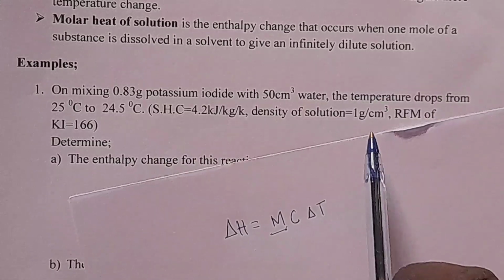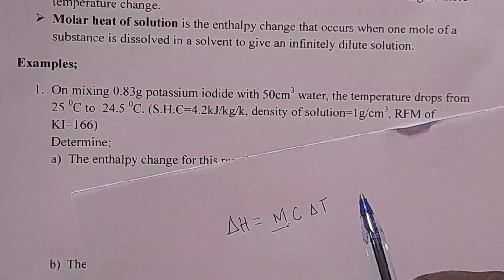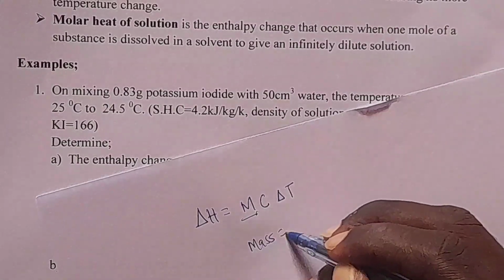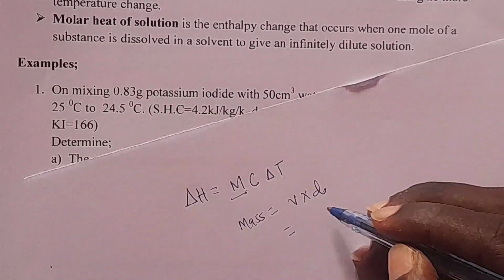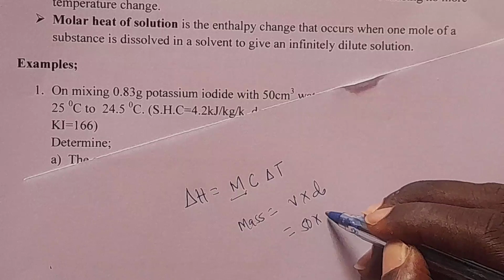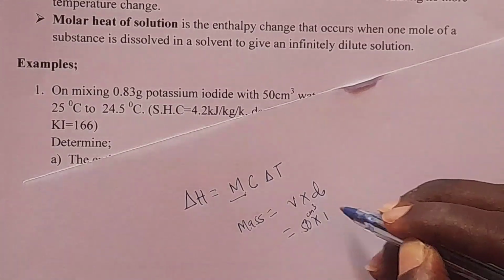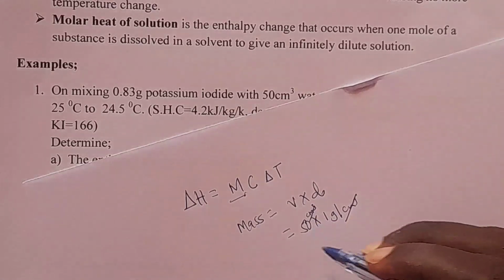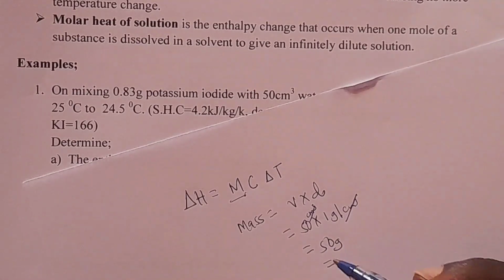Remember, in the bracket, you have been given the density of the solution. So you can get the mass of the solution by just using the formula. If you want to get mass, the formula is volume times density. So the volume here given is 50 times the density, 1 gram per centimeter cube. So we are having 50 centimeter cube times 1 gram per centimeter cube. That means centimeter cube will go with centimeter cube. Here we are going to get 50 gram. Okay, that will be your M.